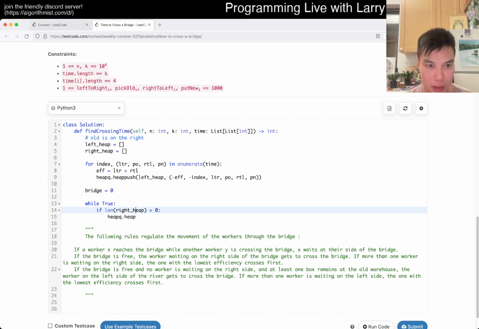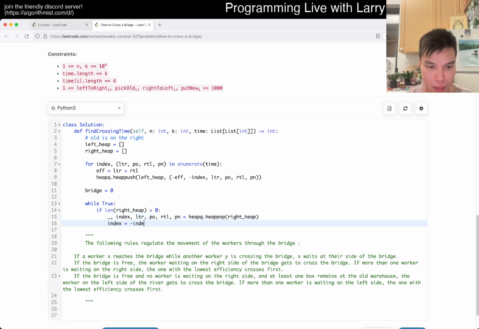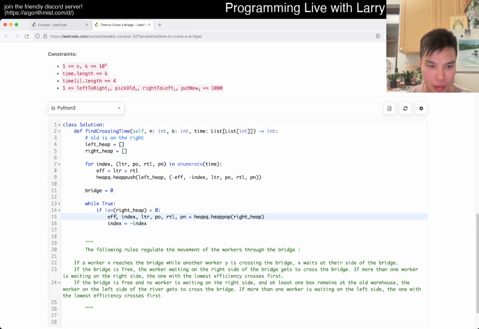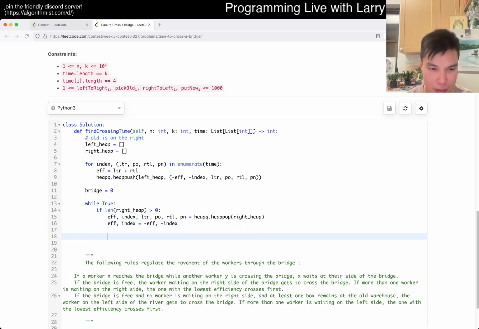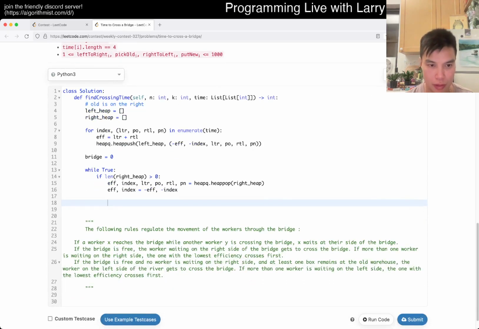Just a lot of heaps, really. Okay. So now what we get is the index, and index is equal to negative index. We don't care about the efficiency. I guess we could do it. We could care about it a little bit, because we need to put it back at some point, maybe. I don't know if it's here. And then now it goes to the right?